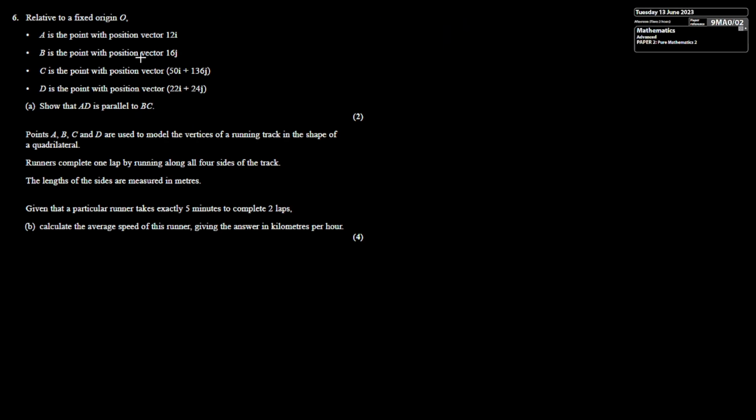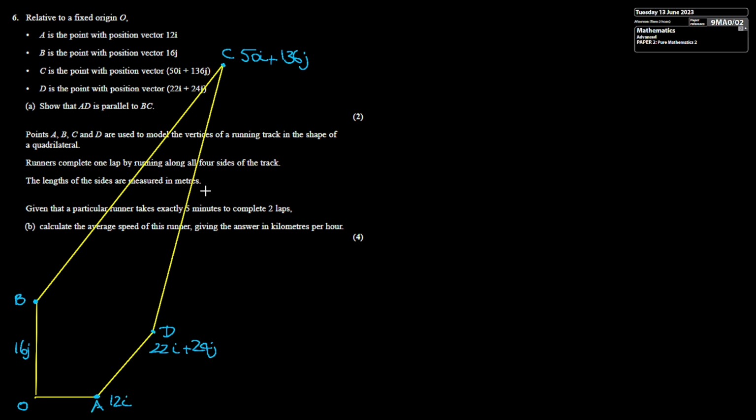Question 5 offers us a vectors question. We've got 4 points, all described in terms of i and j, and we've been asked to show that the line from A to D is parallel to the line from B to C. Personally, I get a lot of confidence by drawing the rough system out here. So there's the system, not drawn to scale, and we've been asked to prove that the line BC is parallel with AD.